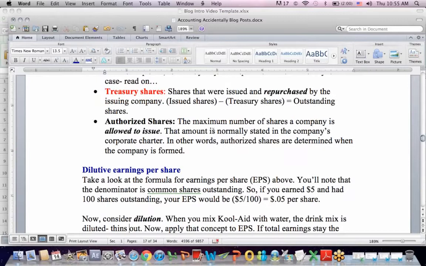And then finally, authorized shares, I always mention. The maximum number of shares a company is allowed to issue, that's normally stated in the company's corporate charter way back at the beginning. I'm familiar with a situation where a company fraudulently issued far more shares to the public than they were authorized to do. That does happen.